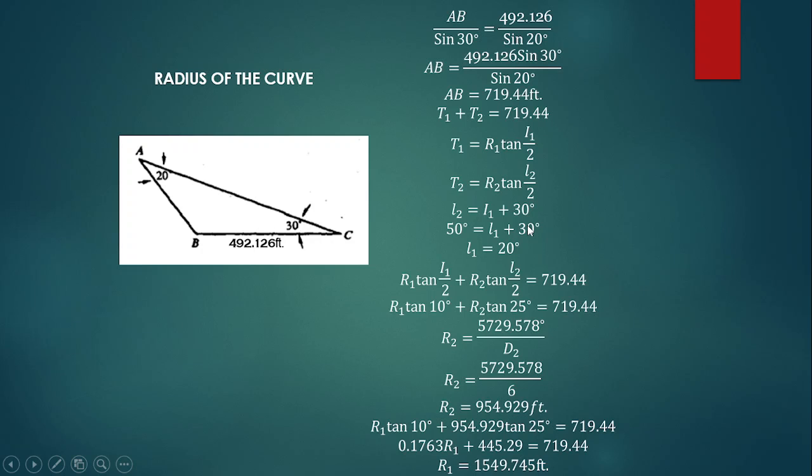Ayan. Tapos, ang I1 po natin ay 20 degrees. So, dito po ang una kong hinanap pala is yung R2. Since, ayan, R2 po muna. So, R2 is equals to 954.929. Tapos, nilagay ko lang to dito as value of R2. Tapos, ito na po yung R1. 159.745 feet.